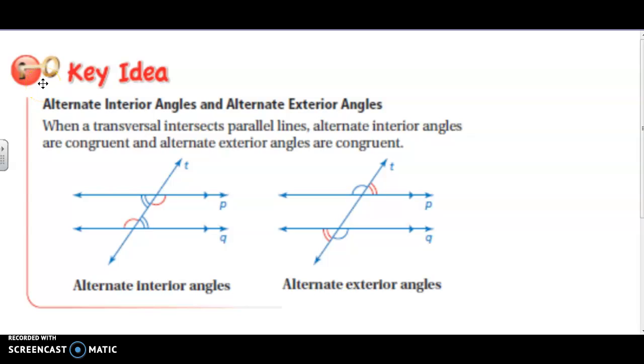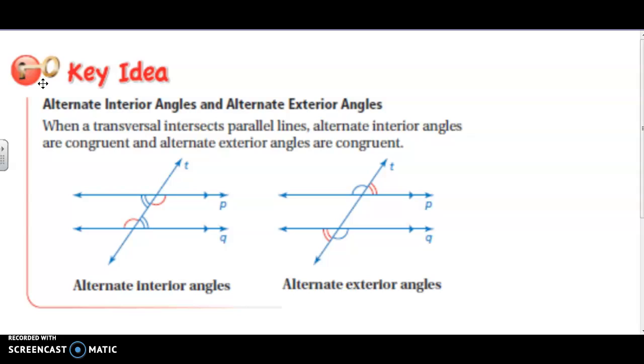Today we're going to continue our conversation about parallel lines. Yesterday we talked about how parallel lines that were cut by a transversal had angles called corresponding angles that wound up being congruent. We also talked about vertical angles being congruent and supplementary angles adding up to 180 degrees. Today we're going to talk about alternate interior angles and alternate exterior angles.